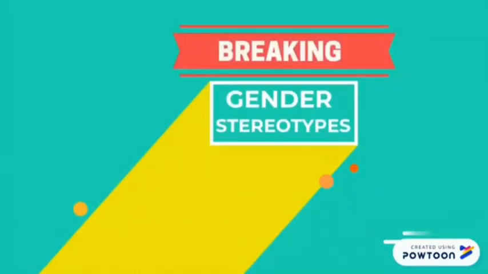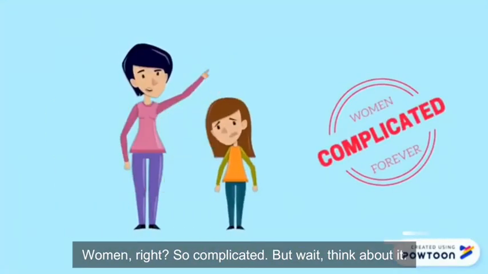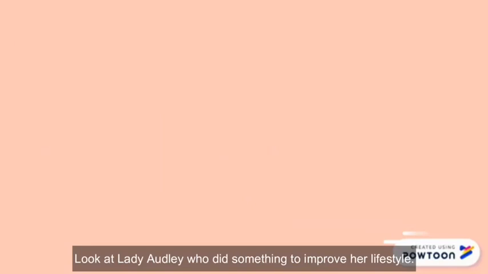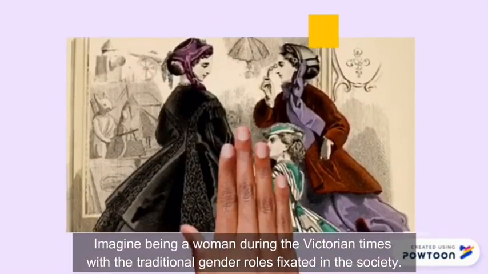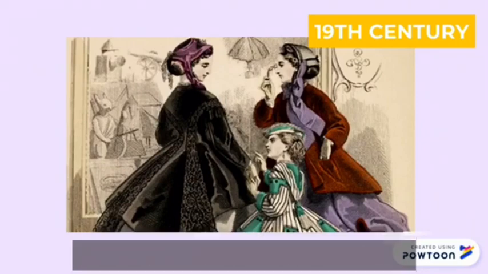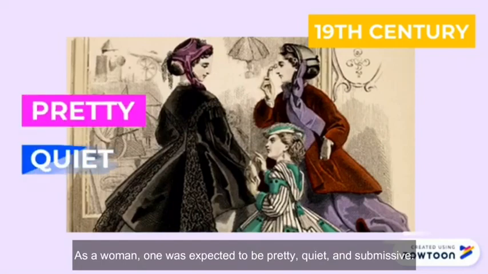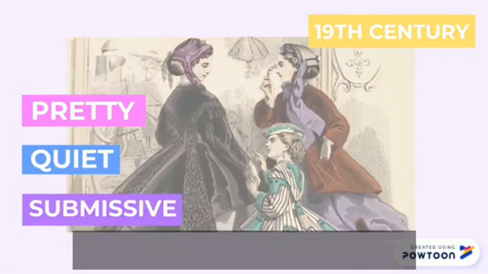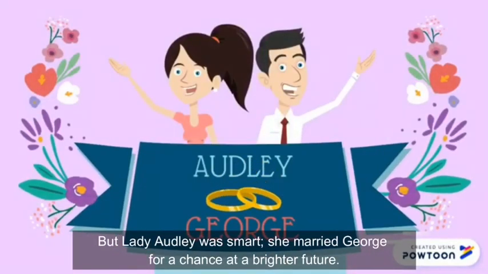Breaking gender stereotypes. Women, right? So complicated. But wait, think about it. Look at Lady Audley, who did something to improve her lifestyle. Imagine being a woman during the Victorian times with the traditional gender roles fixated in society. As a woman, one was expected to be pretty, quiet, and submissive. But Lady Audley was smart. She married George for a chance at a brighter future.